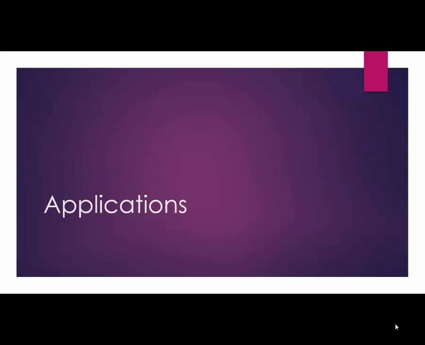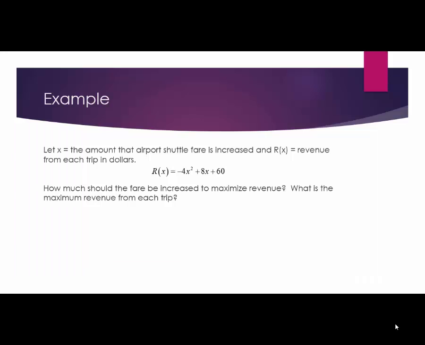Okay. Let's wrap this up with a couple of application problems involving quadratic functions. Let x be the amount that airport shuttle fares increased, and r of x equals the revenue from each trip in dollars. So we're given the function r of x equals -4x squared plus 8x plus 60. How much should the fare be increased, so that would be an x value, to maximize revenue, our y value, what is the maximum revenue from each trip?